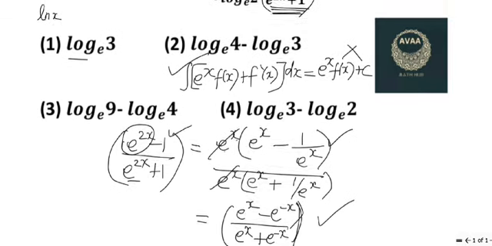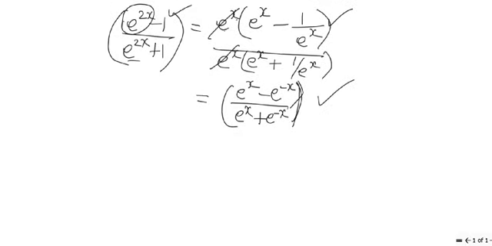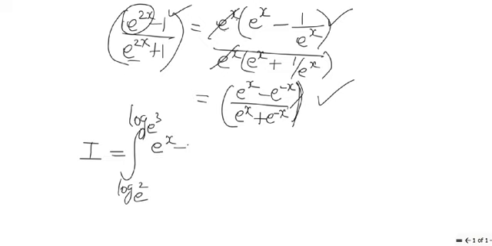So instead of the question, this one we are going to write now. So it becomes, we'll assume that as I, from log 2 to the base e to log 3 to the base e, and this expression we should write down.